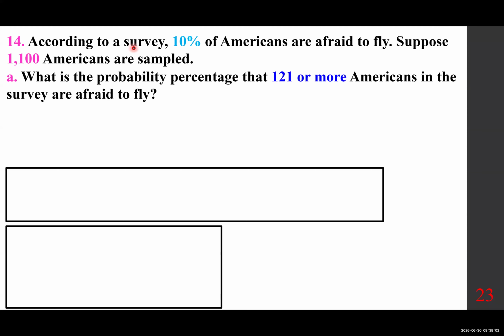According to a survey, 10% of Americans are afraid of flying. Suppose 1,100 Americans are sampled. What is the probability percentage that 121 or more Americans in the survey are afraid to fly? And there are different ways of approaching them. We're going to go with all those methods.